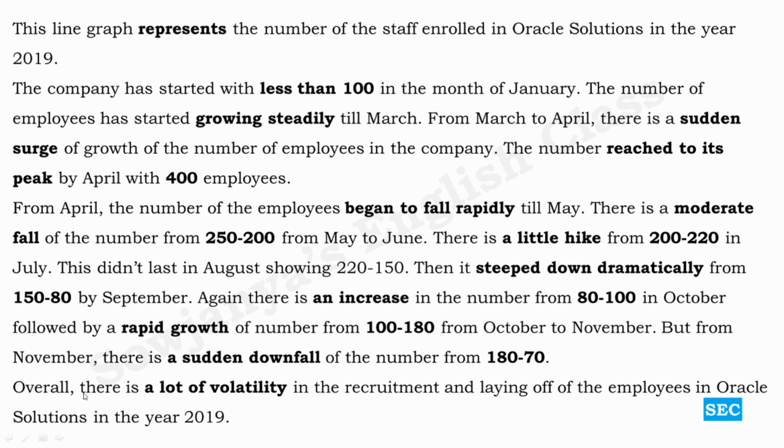That is why we have mentioned in our concluding paragraph that there is a lot of volatility in the recruitment and laying off of the employees in Oracle Solutions in the year 2019. That is more than enough. One sentence towards conclusion and one sentence towards introduction are more than enough, because we need to consume so many sentences in paragraph number 1 and 2 of development. So this is about our analytical paragraph, especially of bar and line graphs. Let us proceed to your exercise.